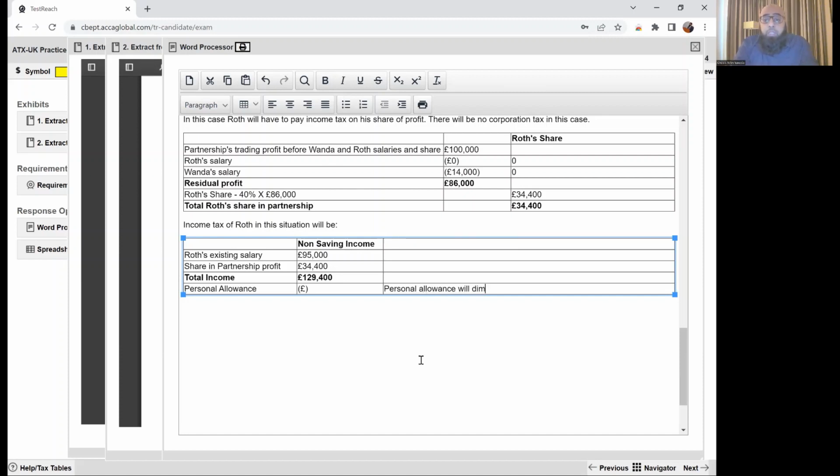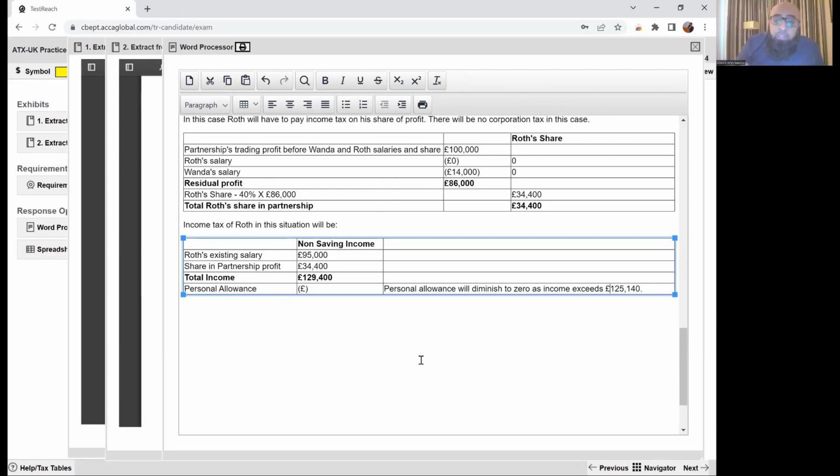Personal allowance will diminish to 0 as income exceeds 125,140. Now, what is the logic behind this? When the income exceeds 100,000, the allowance starts to diminish by £1 for every £2 excess.